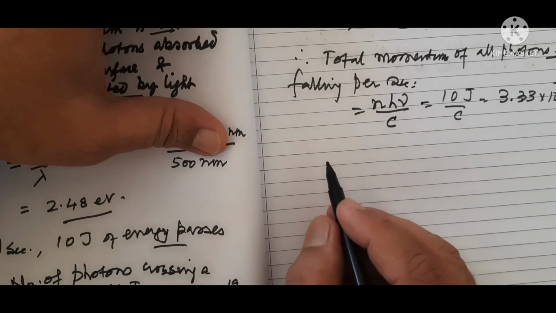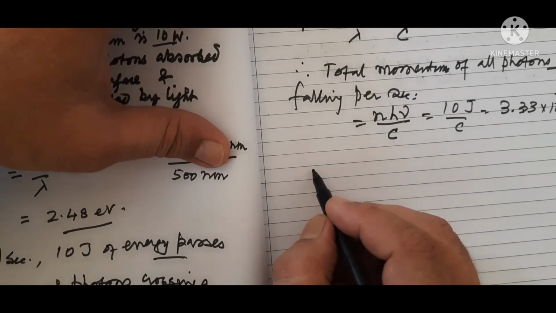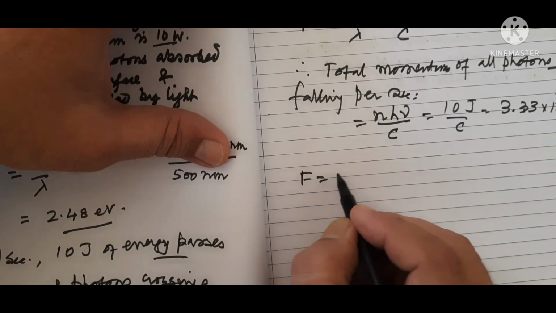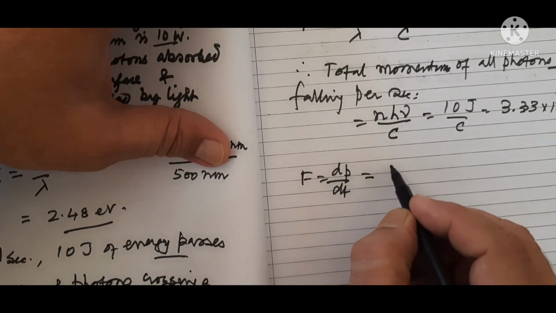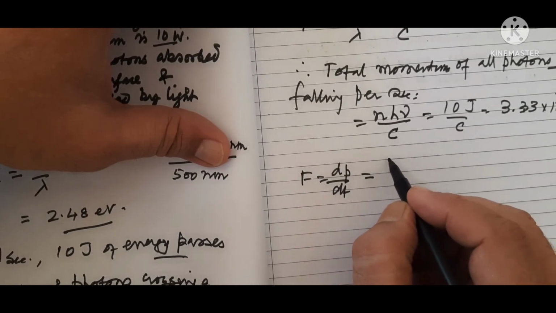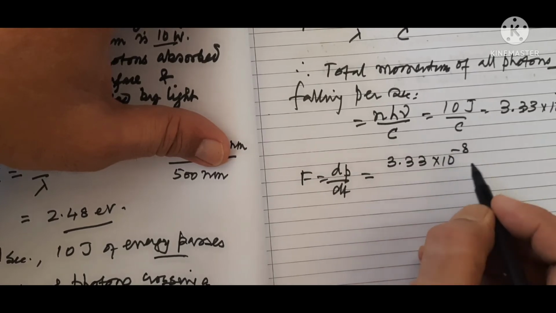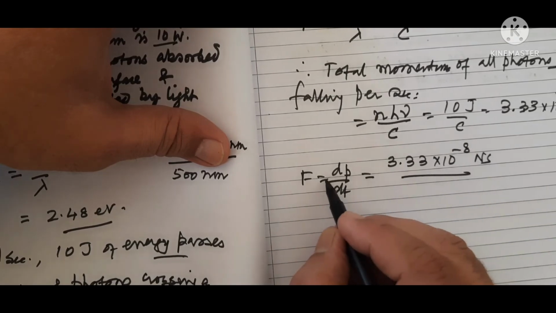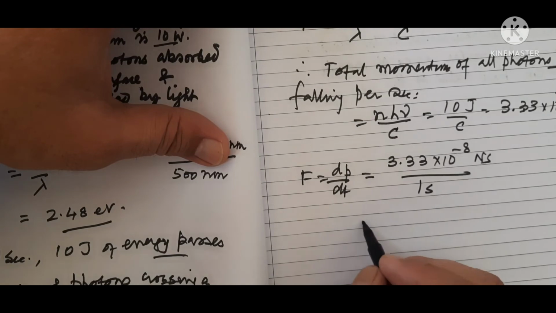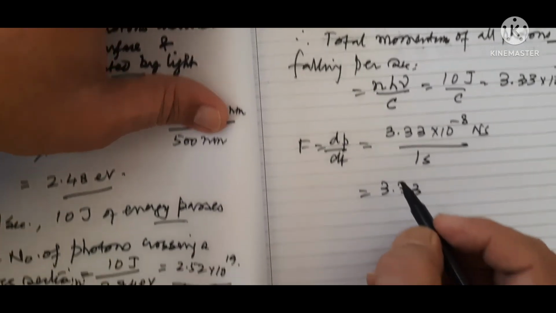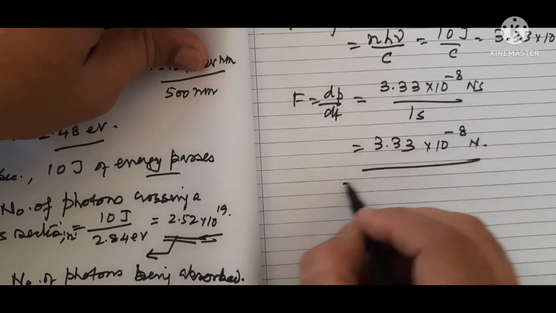This is the total momentum. Now that we have the total momentum, we have to find the force. Force is equal to dp/dt. So dp, the change in momentum, is 3.33 into 10⁻⁸ Newton second, by the net time of 1 second. That comes out to be 3.33 into 10⁻⁸ Newton. That should be your answer.